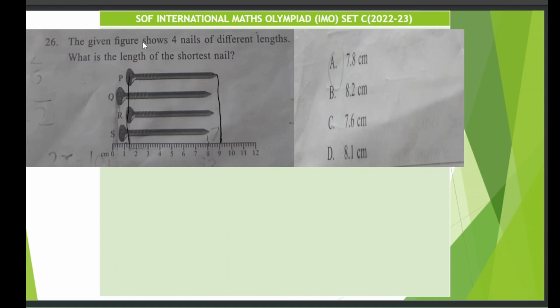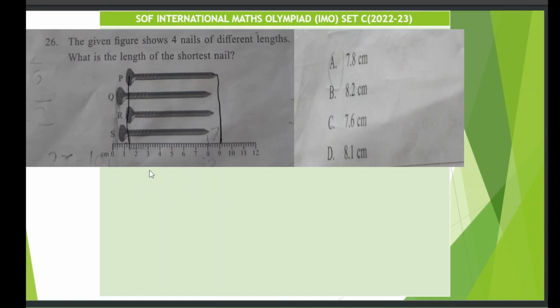Question number 26 says the given figure shows 4 nails of different lengths. What is the nail length of the shortest nail? So for nail P, I have drawn a line from the head of this nail down to the scale given below. This is not exactly a straight line. In this kind of question in the question paper, take a ruler and draw a straight line from the head to the scale. Similarly, from the tip of the nail, draw a straight line to the scale given below. Then you will get an accurate measurement.